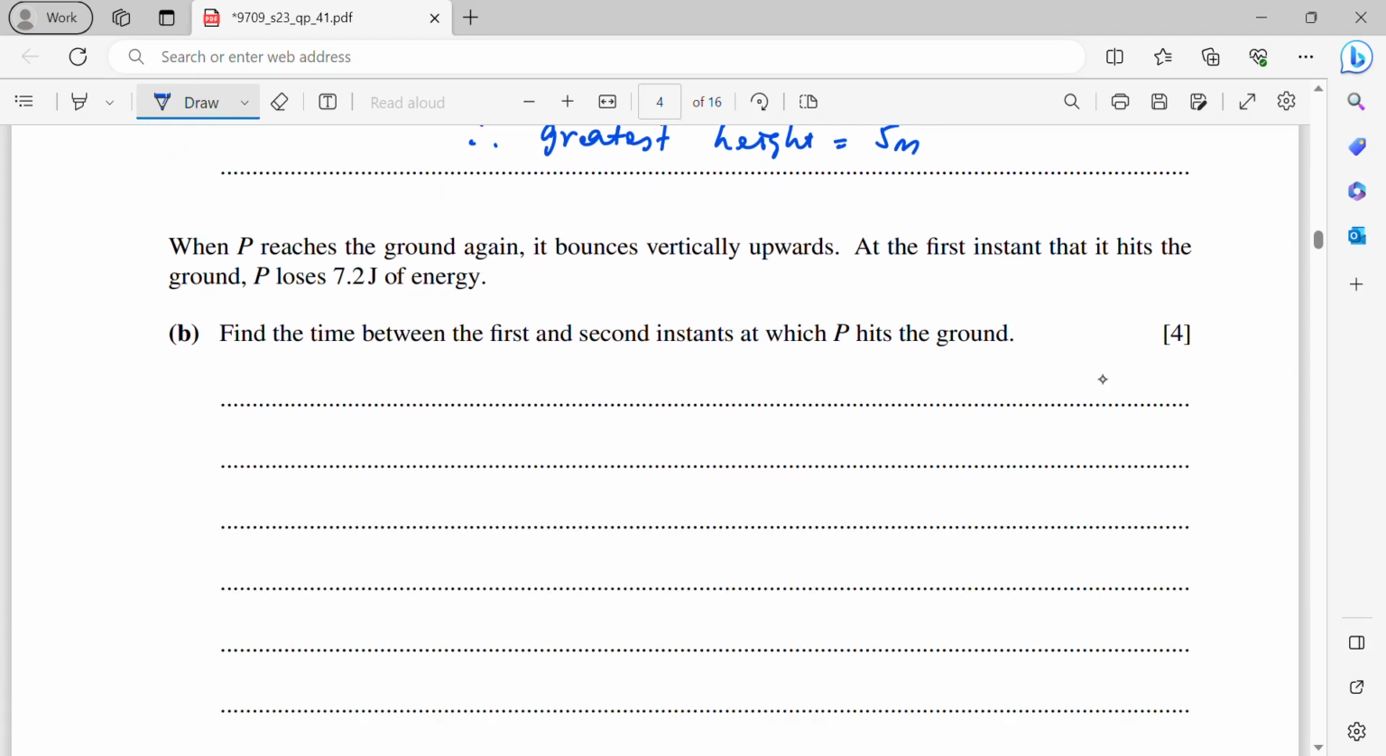When P reaches the ground again, it bounces vertically upwards. At the first instance that it hits the ground, P loses 7.2 joules of energy. B. Find the time between the first and second instance at which P hits the ground. Okay, so the diagram is like this.